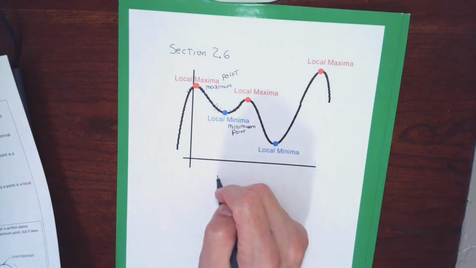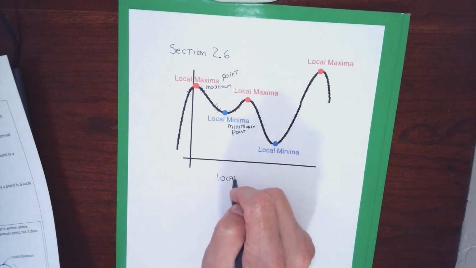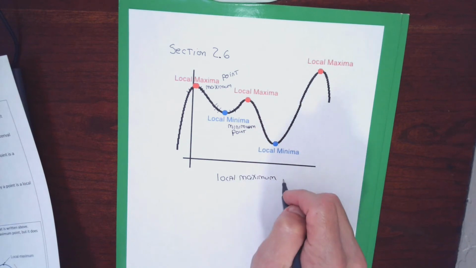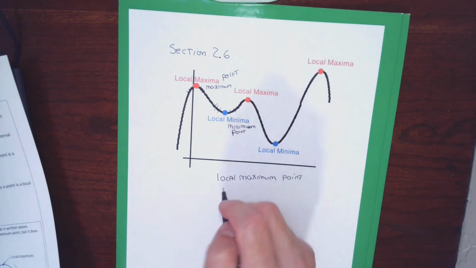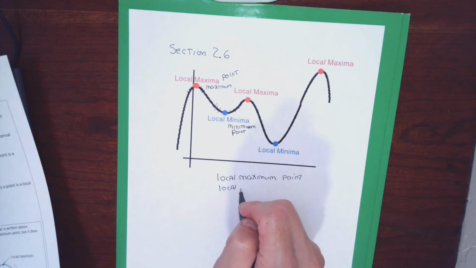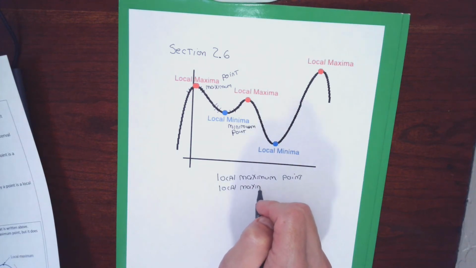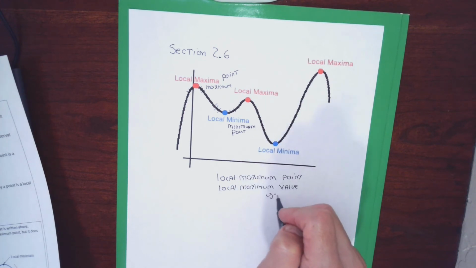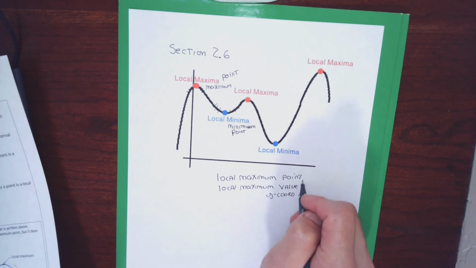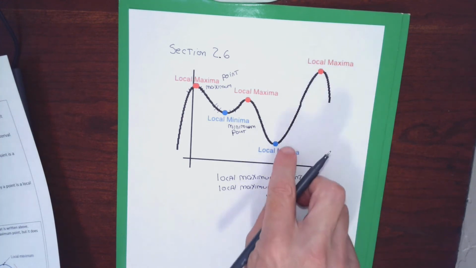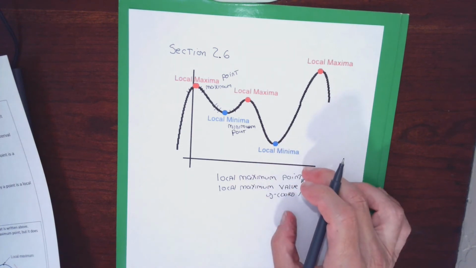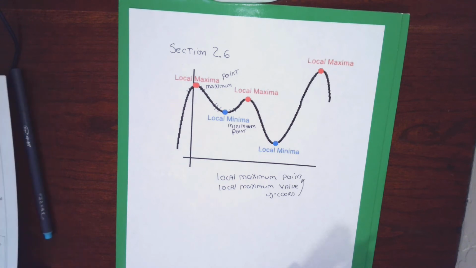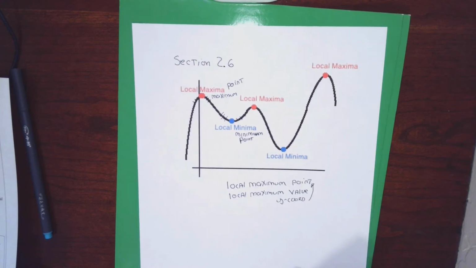So we have the point itself, which is the maximum point, and the y value, we'll get into that a little deeper in a bit. The local maximum value is the y coordinate of that point, and it works for minimums. You have a local minimum point, and the local minimum value is the y coordinate of that point. So that's the first concept that we need to be aware of pictorially.